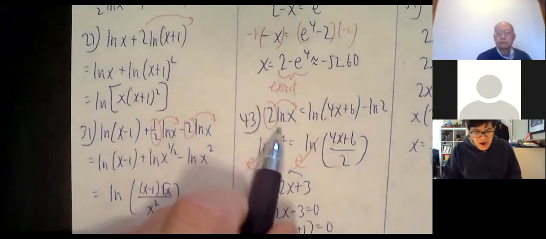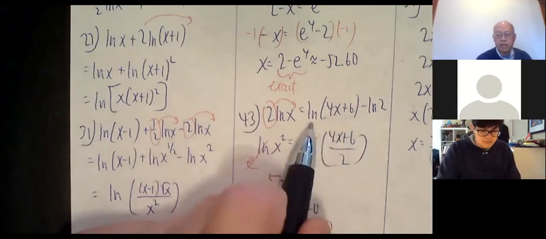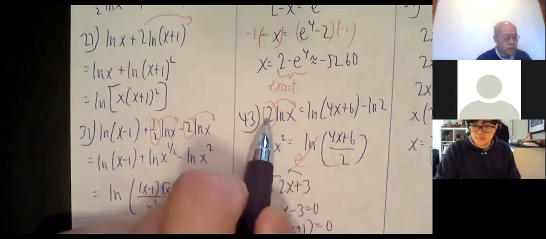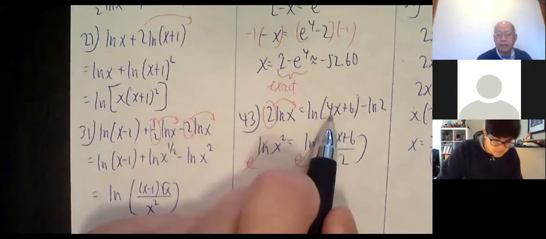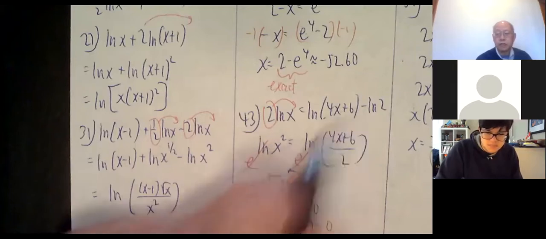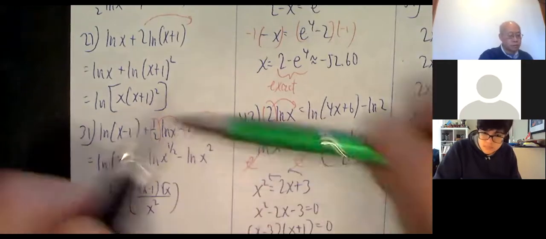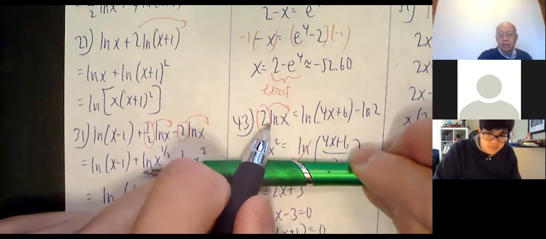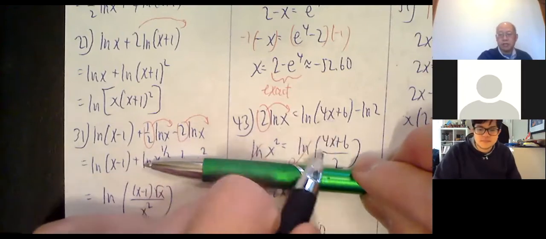Number 43: 2 ln x, ln of 4x plus 6, minus ln 2. Same thing, I'm going to get rid of the ln. So make that 2 climb back up: ln x squared. Aha, I have ln of something minus ln of something. I have a difference, which means I divide here: ln of 4x plus 6 divided by 2. And now, I have ln x squared, that 2 climbs up. This becomes a quotient, 4x plus 6 divided by 2.